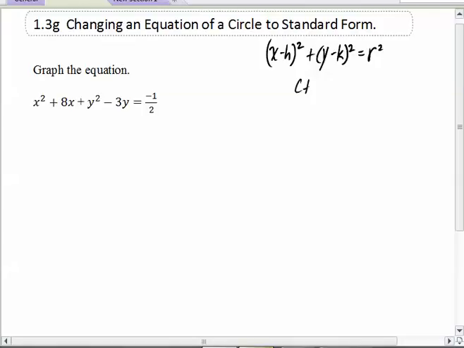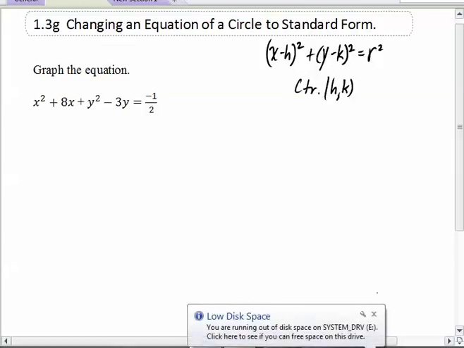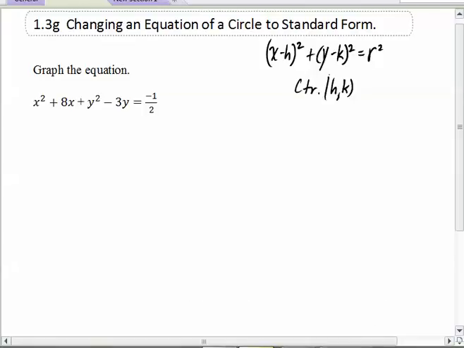Now, also recall that your center is (h, k), and this right here, r squared, when we take the square root of it, r is the radius of the circle. So as soon as we have those two things, we could draw a pretty good little sketch. In other words, we could do what it asks, which is to graph the equation.